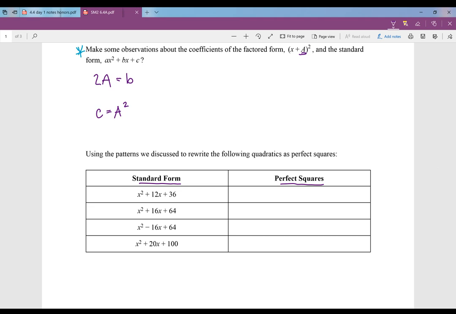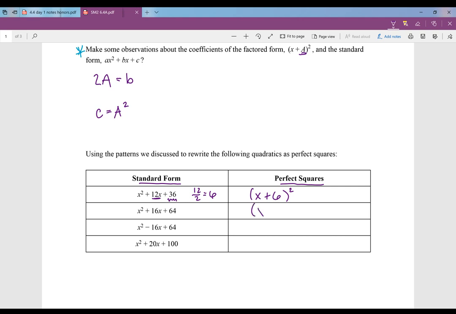All right, so you should have gotten x plus 6 squared, right? Because 12 divided by 2 is 6. Okay, because we know that 12 is twice as big as our number over here. We can also see that 6 squared is 36.